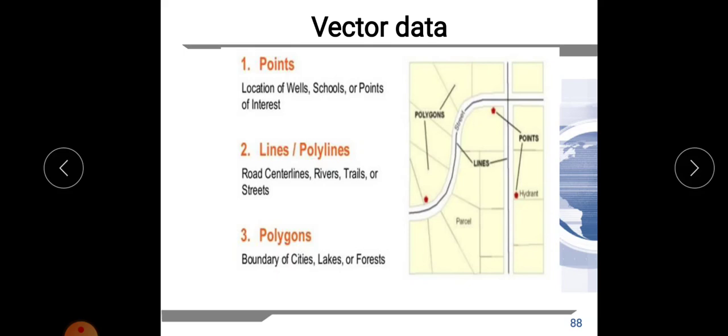Then the last type of representation is polygons. That is, this is one polygon. Here the boundaries of cities are represented as polygons. And also, if there is any lake, it will have some area, so it can be represented as a polygon. Or a forest can also be represented as a polygon. So these are the different types of vector data representation in GIS, that is, as points, as lines or as polygons. So this is vector data in GIS, and vector data representation is like this.